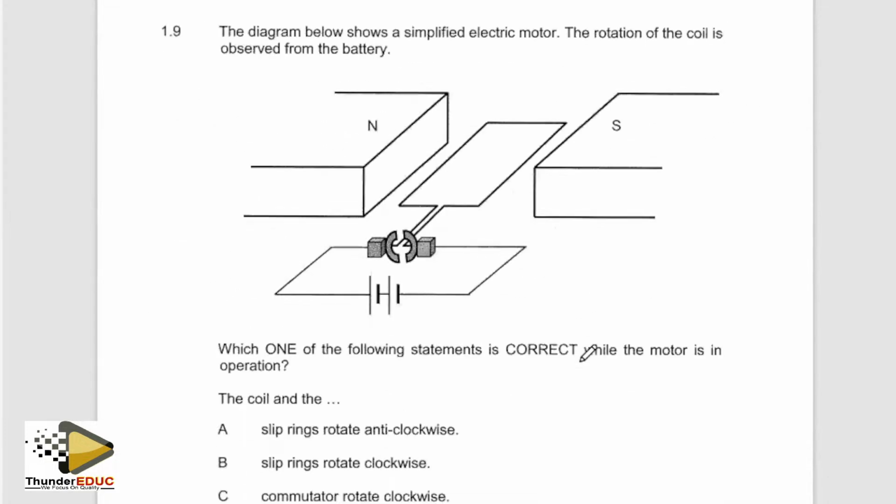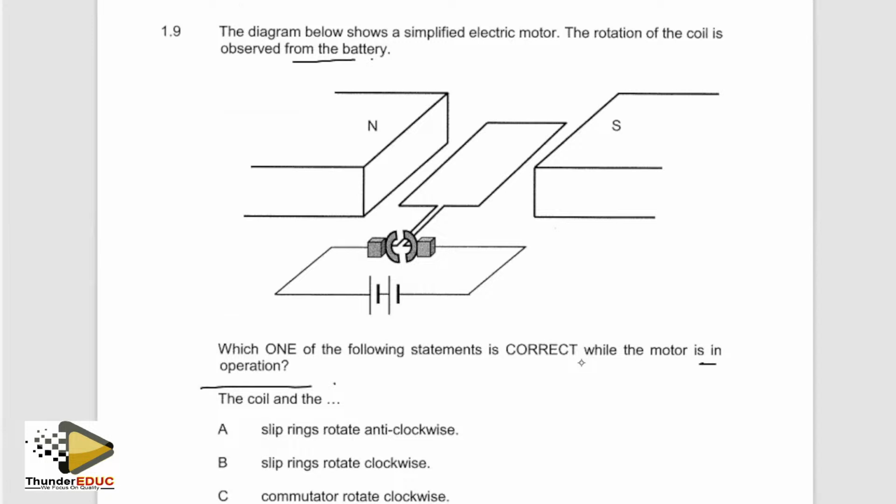Then 1.9. The diagram below shows a simplified electric motor. The rotation of the coil is observed from the battery. So what we need to know is, what is the question asking for? Which one of the following statements is correct while the motor is in operation?